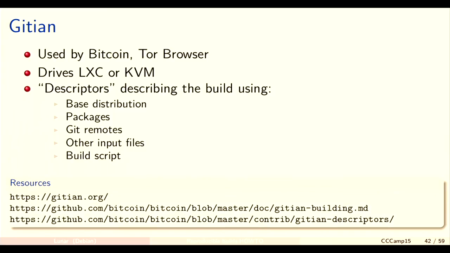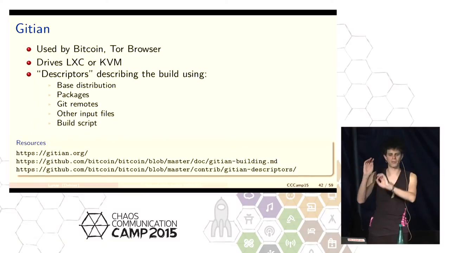Another tool that can be used is Gitian, which is used by Bitcoin and Tor browser, and it drives an LXC container or Linux KVM virtual machine. Its input is called descriptors, and they are basically a base distribution, some packages that have to be installed, Git remotes that need to be fetched, on which tags, other input files, and then a build script. It will start the VM, fetch everything, cut the network, and run the script.